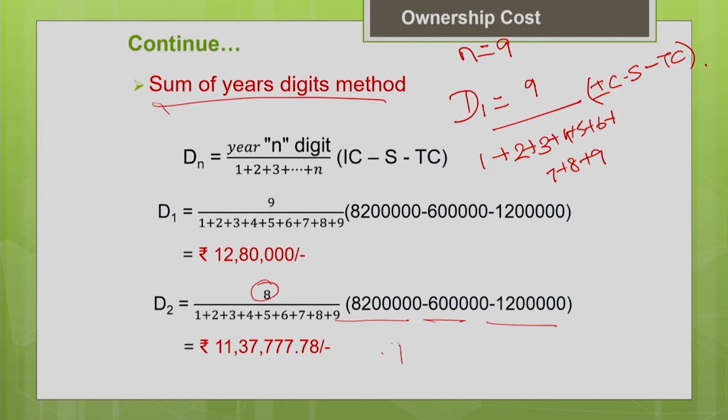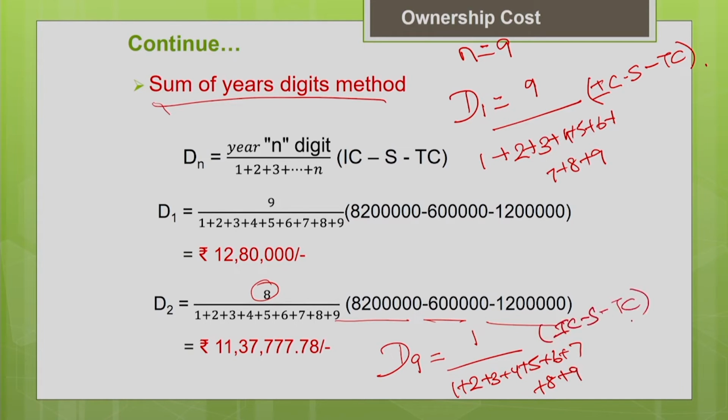Say, for example, for the depreciation for the 9th year, the number of years left in the recovery period will be 1, divided by 1 plus 2 plus 3 plus 4 plus 5 plus 6 plus 7 plus 8 plus 9, multiplied by initial cost minus salvage value. So, this is how you estimate the depreciation using the sum of the years digit method.